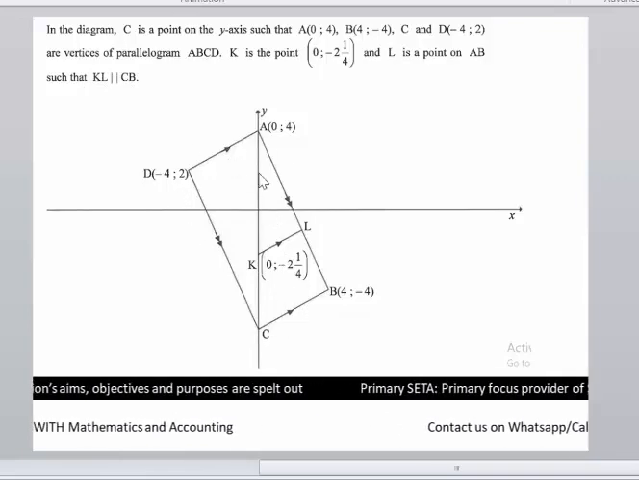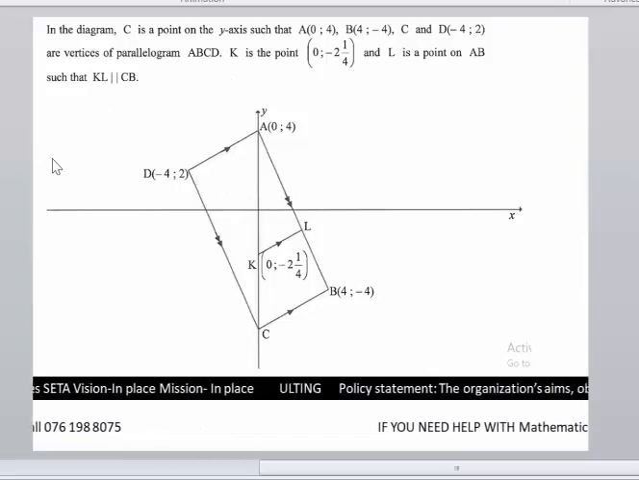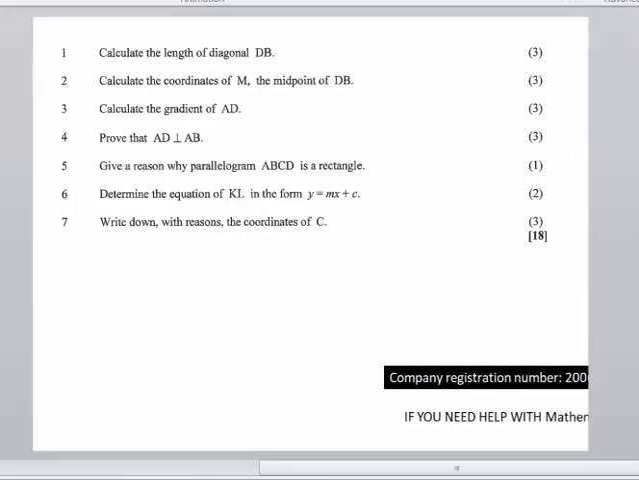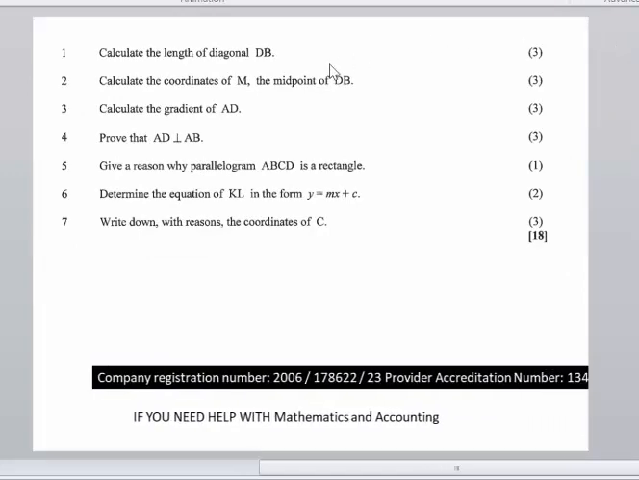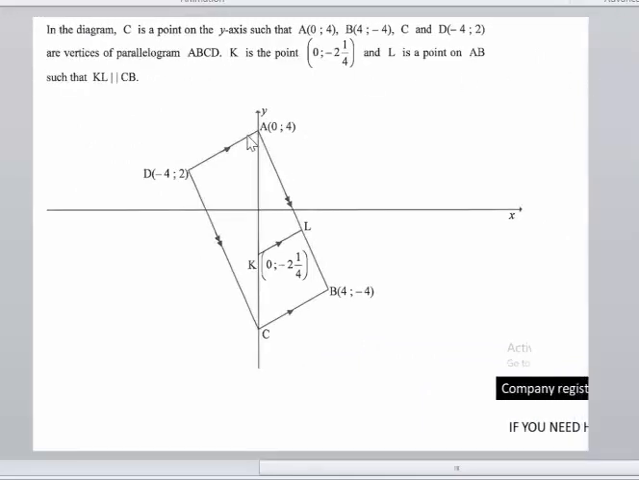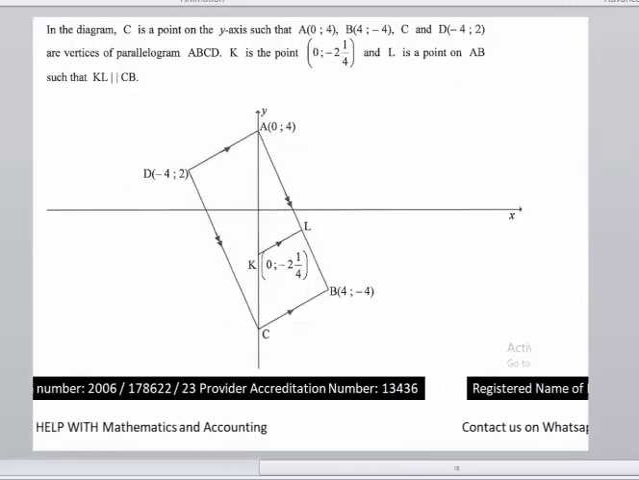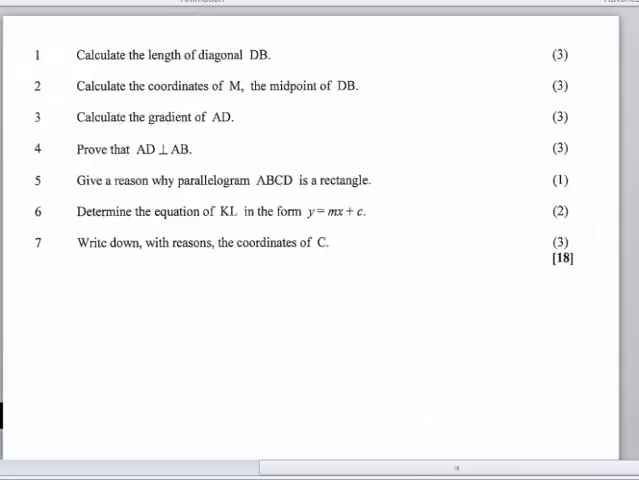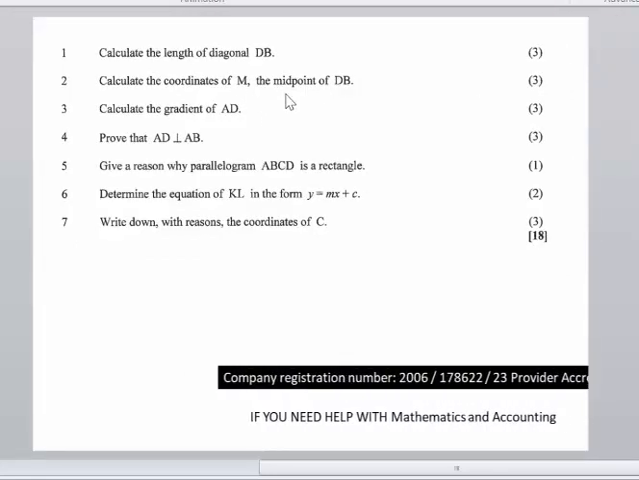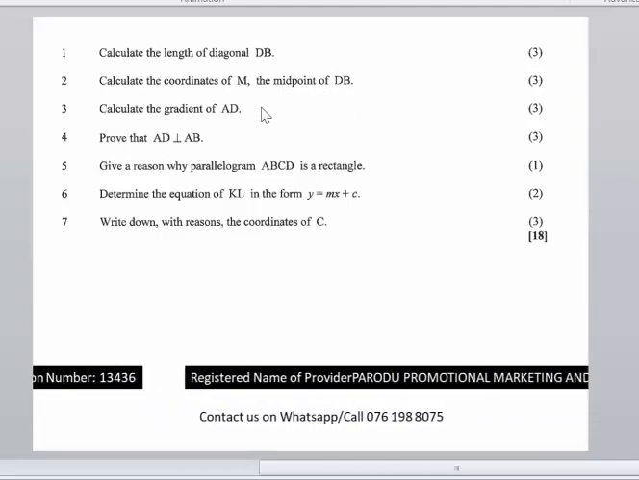There's a whole lot of parallel lines, as you can see, but our main focus will be the questions that follow. On the questions, we are asked to calculate the length of the diagonal DB. So let's go back and check the diagonal DB again. The diagonal DB will be this to that. And then what else are we asked to calculate? We are asked to calculate the coordinates of M, meaning the midpoint of DB.